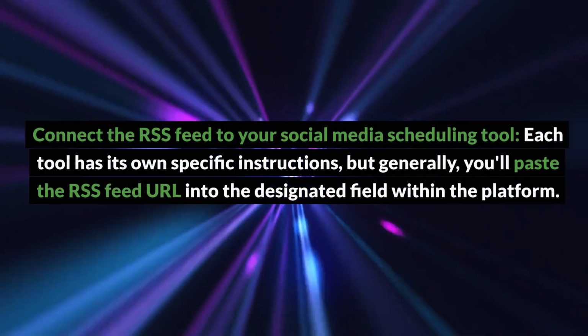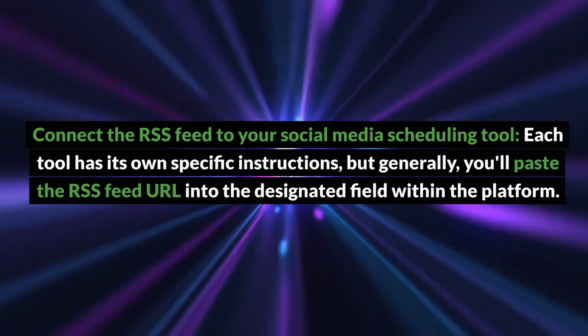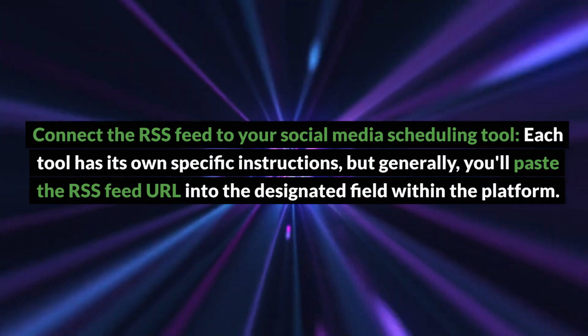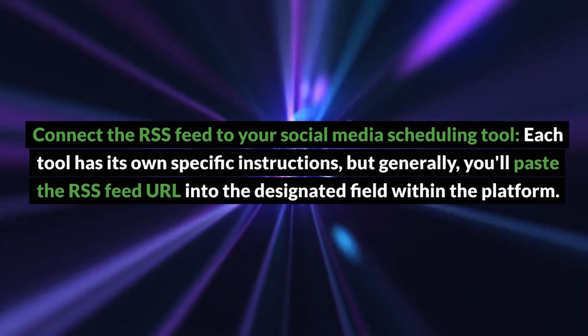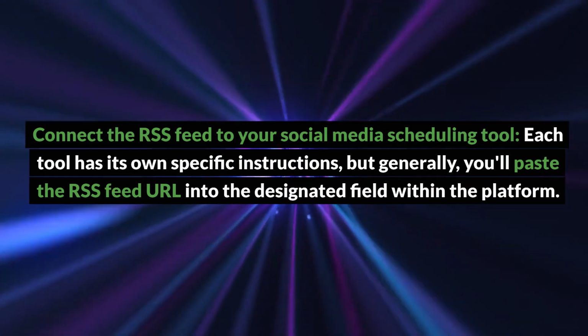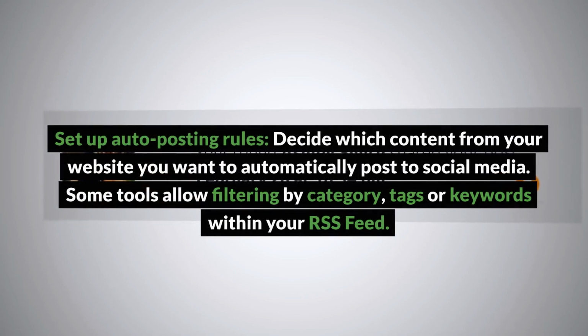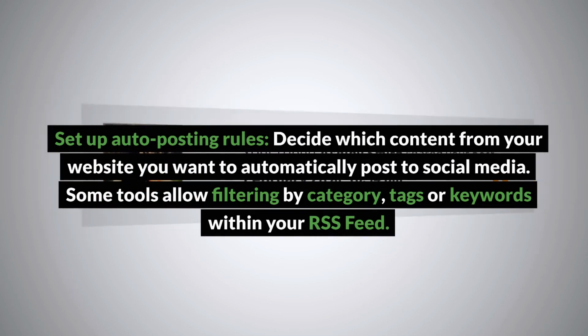Connect the RSS feed to your social media scheduling tool. Each tool has its own specific instructions, but generally you'll paste the RSS feed URL into the designated field within the platform. Set up auto-posting rules. Decide which content from your website you want to automatically post to social media. Some tools allow filtering by category, tags, or keywords within your RSS feed.